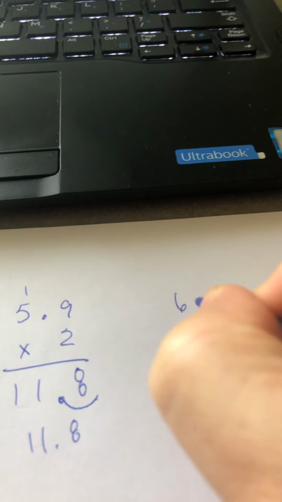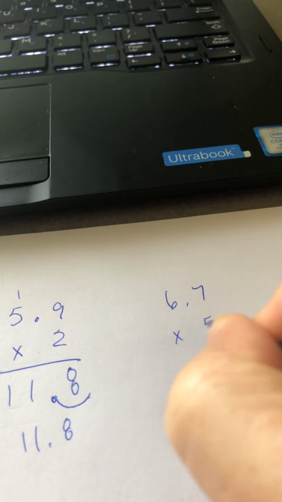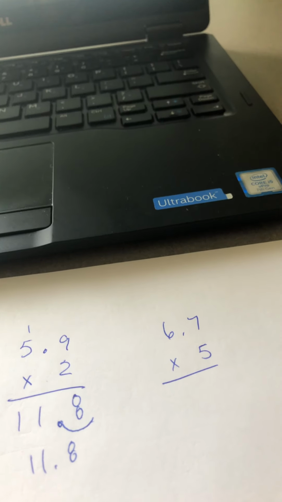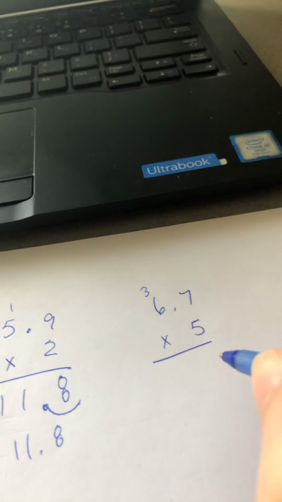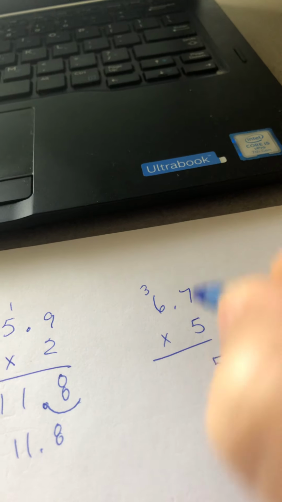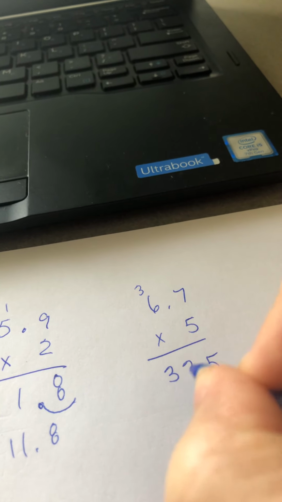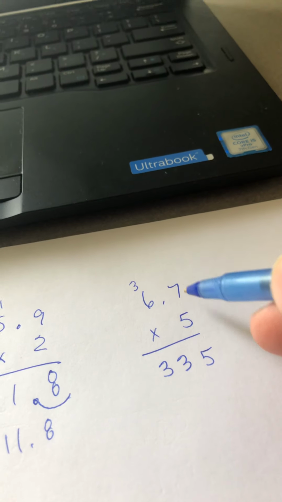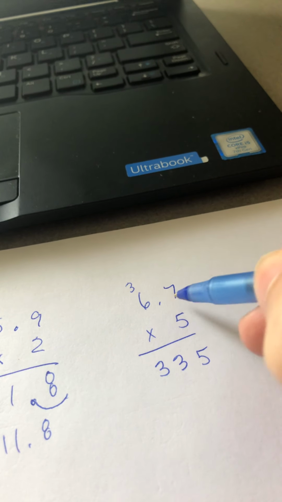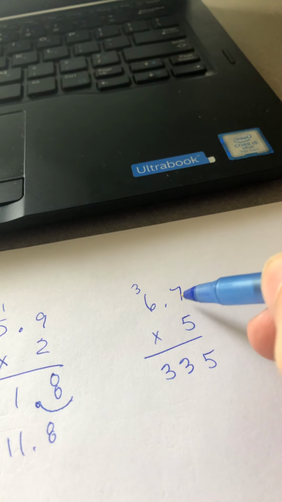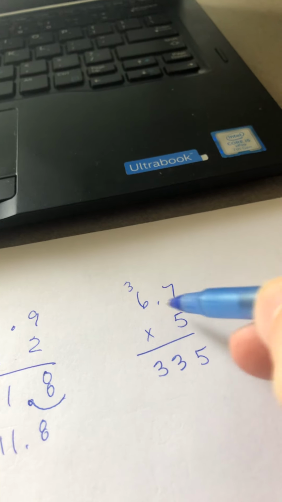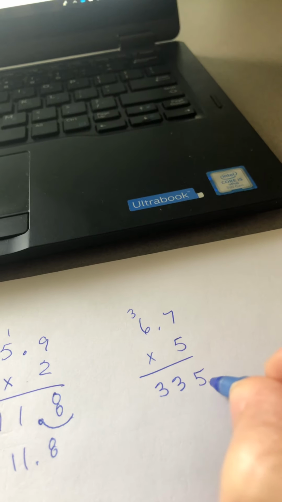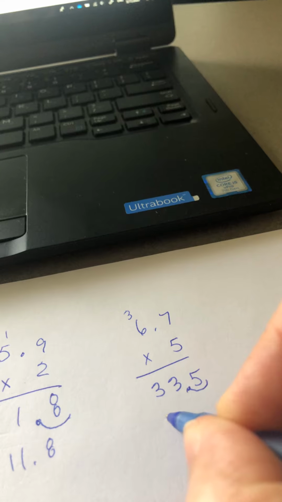Okay, 6.7 times 5. Again, just multiply as if there's no decimal there. So 7 times 5 is 35. 5 times 6 is 30, plus 3 is 33. And then you want to look at both numbers. That's where some people make mistakes. We only have one decimal number right now. But if you have two decimal numbers, you have to count all of the decimal places and move it over for both. But right now, we only have one decimal number, so we move it over once. Bloop. 33.5.